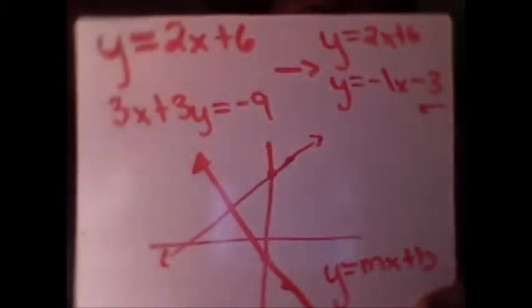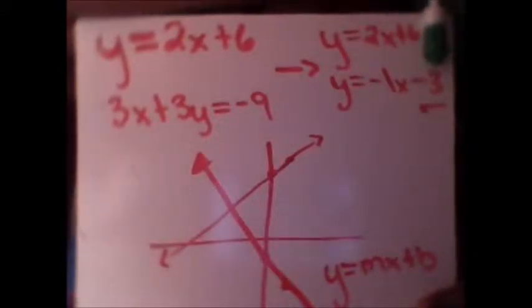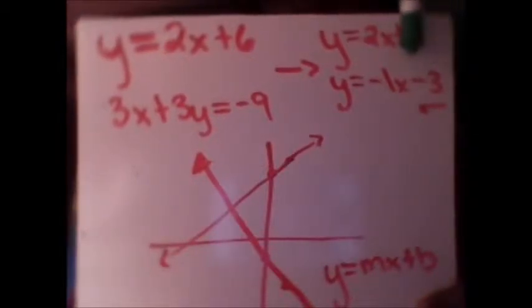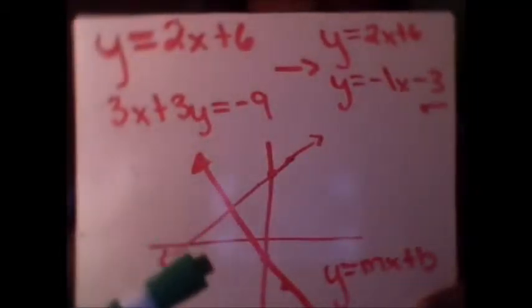Once you do all the configurations, you keep y equals 2x plus 6 because it already had y by itself. But you change the other equation to y equals negative 3x minus 9, and that is what gives you y by itself. Now moving on to the graphing.